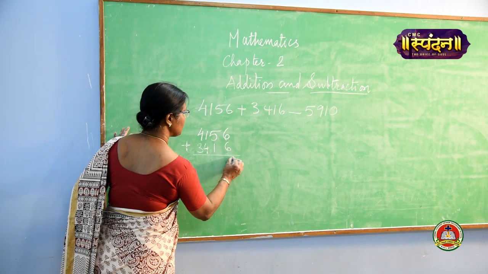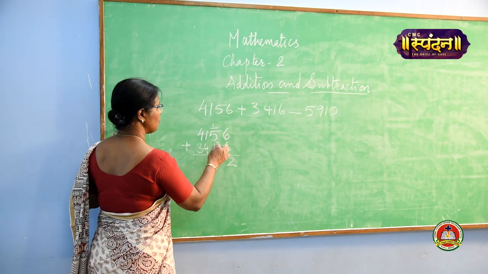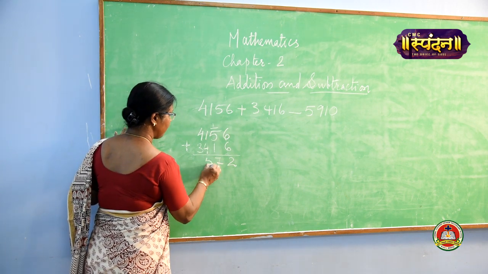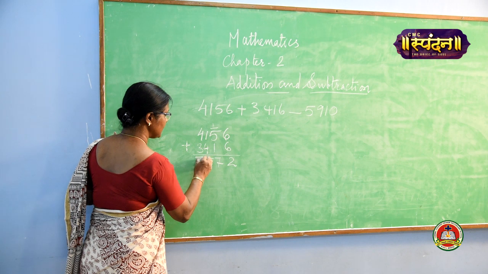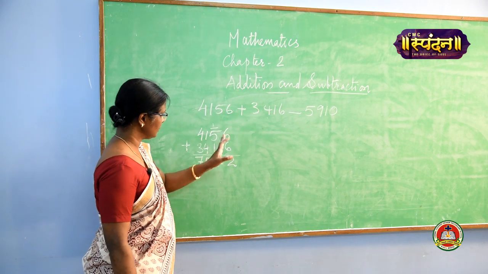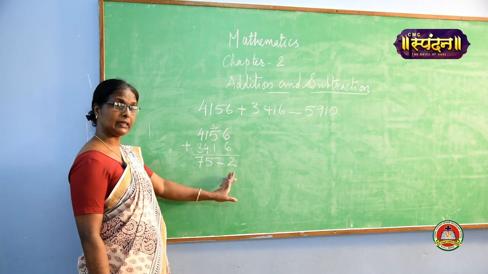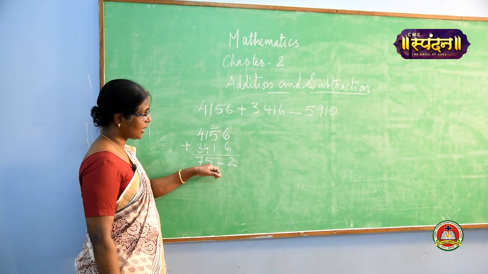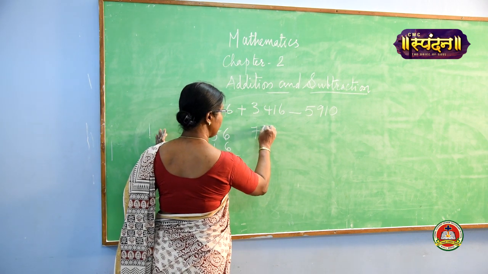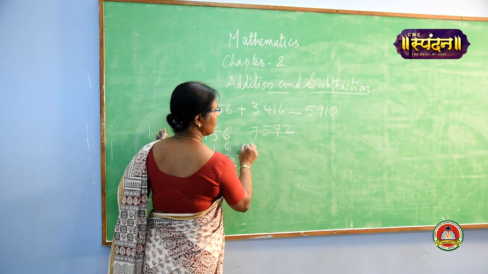You get 6 plus 6, 12, carry over 1. 5 plus 1 is 6, 6 plus 1 is 7. 4 plus 1, 5. 4 plus 3, 7. Now, after adding these two numbers, I got 7572. Subtract this number from this number, that is 7572 minus 5910.